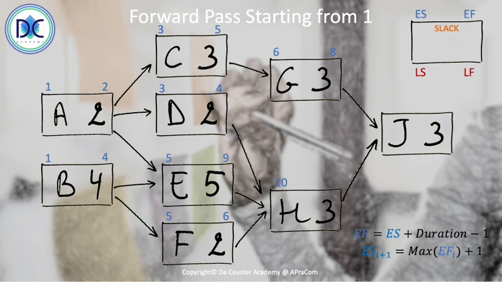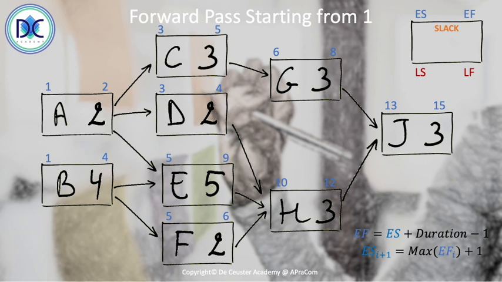And 10 plus 3 minus 1 is 12. For J, we take the highest value of G and H, which is 12. 12 plus 1 is 13. 13 plus 3 minus 1 is 15. So that's in fact the completion of the forward pass when we look at the two methods.